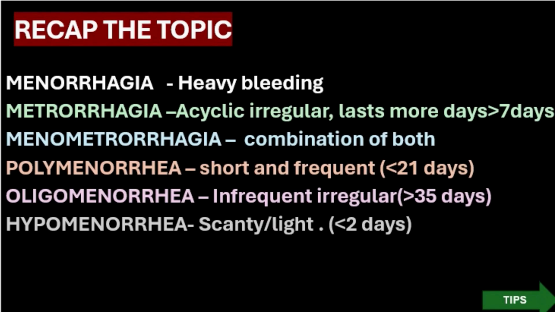Here you can see the recap topic portion. We mentioned all these conditions. Menorrhagia, heavy bleeding. Metrorrhagia, acyclic, irregular, lasting more days, 7 days. Menometrorrhagia, a combination of menorrhagia and metrorrhagia. Then polymenorrhea, short and frequent, so it will happen many times but at less than 21 days. Oligomenorrhea, infrequent, irregular, happening at more than 35 days. Then hypomenorrhea, scanty, light, very little bleeding, but occurring in small intervals like 2 days.